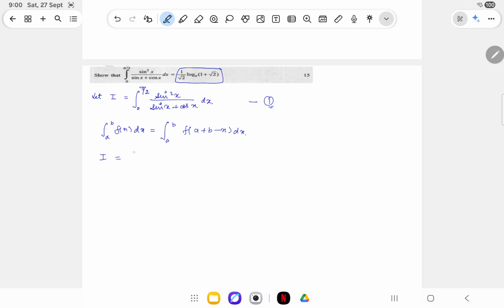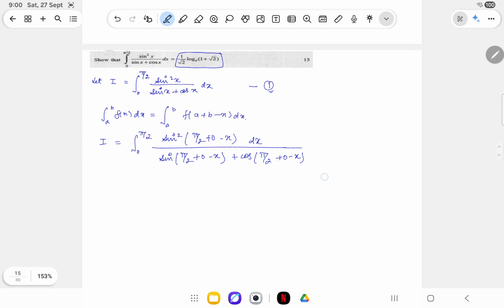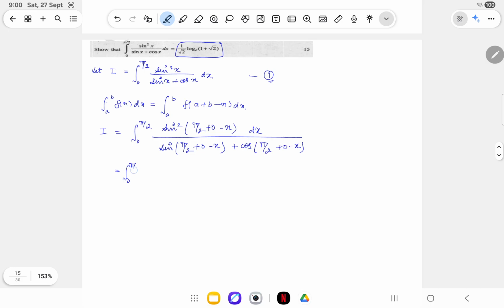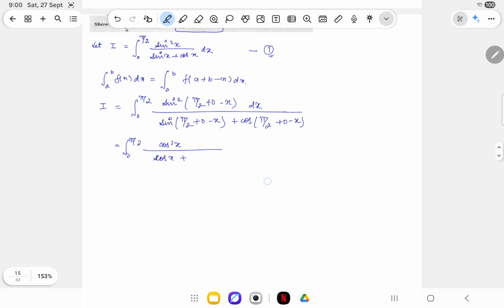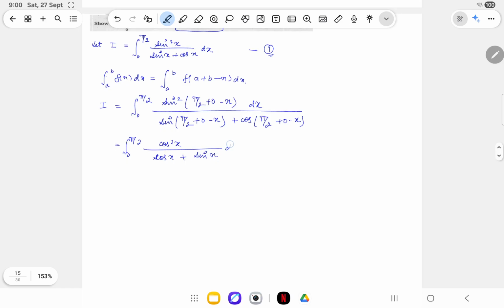So I'll get my I as equal to the integral from 0 to π/2 of sin²(π/2 + 0 − x) dx divided by sin(π/2 + 0 − x) + cos(π/2 + 0 − x). This will be equal to the integral from 0 to π/2 of cos²x divided by cos x + sin x, since sin(π/2 − x) is cos x and cos(π/2 − x) is sin x. So we got this, our I is this.